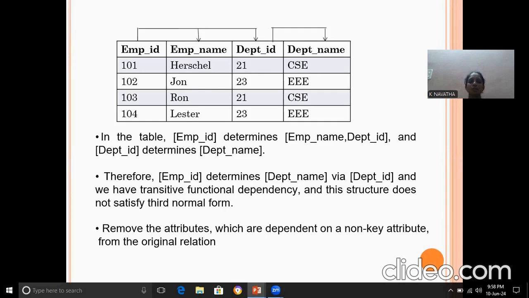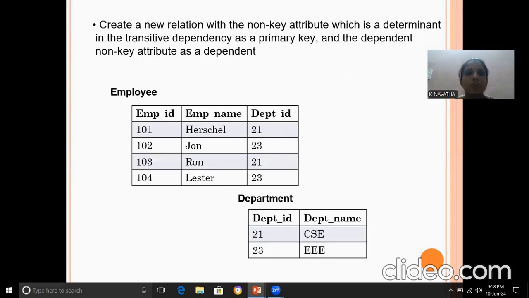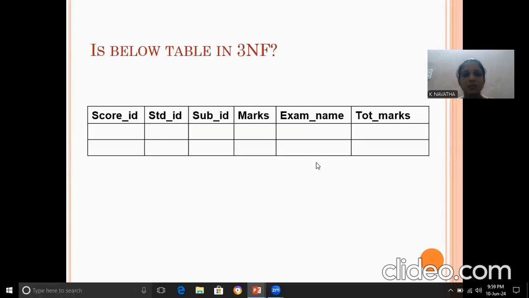So remove the attributes which are dependent on a non-key attribute from the original relation. That means creating a new table for the non-key attribute which is determined in the transitive dependency. Employee ID, name, department will be the employee table, and department ID, department name will be the department table. Is the below table in third normal form? No. Why? Because the non-key attribute can be divided into another table.